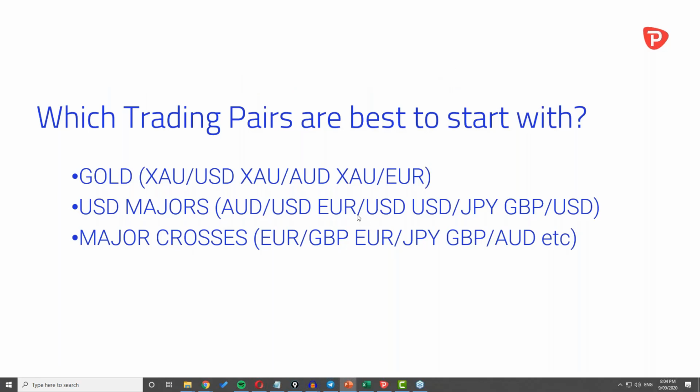Another thing, what trading pairs are best to start with? We get asked this question all the time, don't we, Ty? So it comes down to the majors, gold, and some of the big crosses, doesn't it? And why is that, Ty?